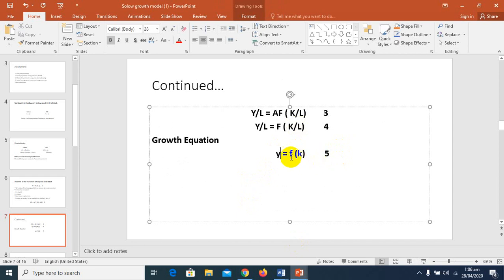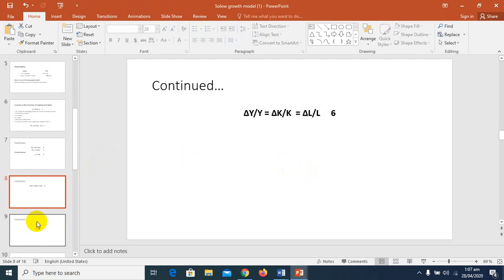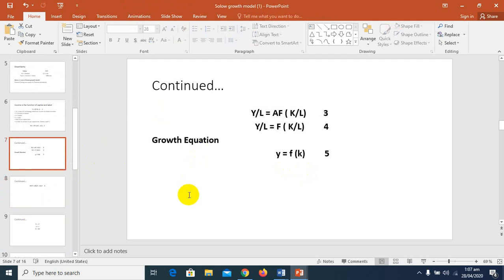Then our function is that y is a function of k, which is output per worker as a function of the capital labor ratio. So this is the growth equation. This is our income as well. Equation 5 shows that growth, or output per unit of labor, is a function of the capital labor ratio, which is completely flexible. So this is the equation, and in the next part I'm going to discuss with you the graphical representation of this.